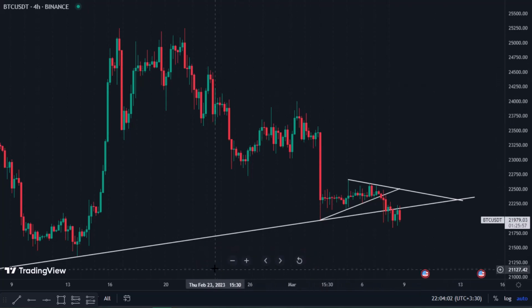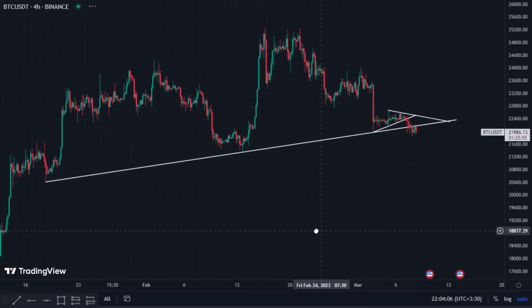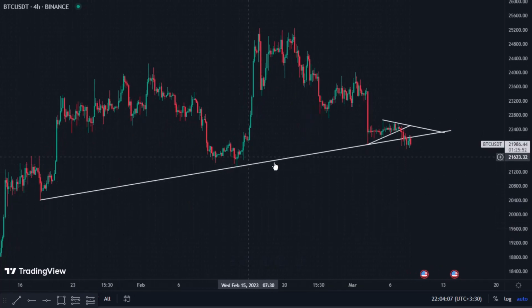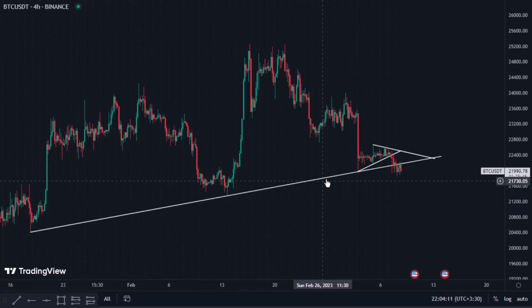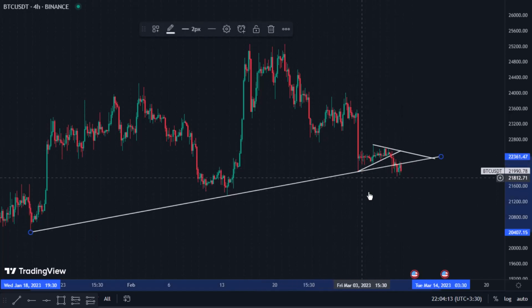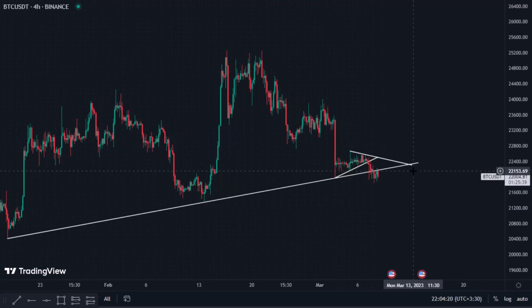As you can see, we had this trend line. In my previous video I told you that if we break it, we can go for a sell position, but it is not broken yet. As you can see, we have shadows below the trend line, not bodies.